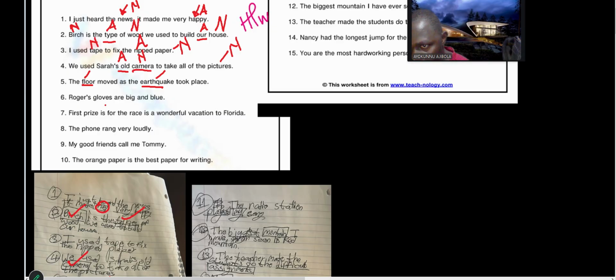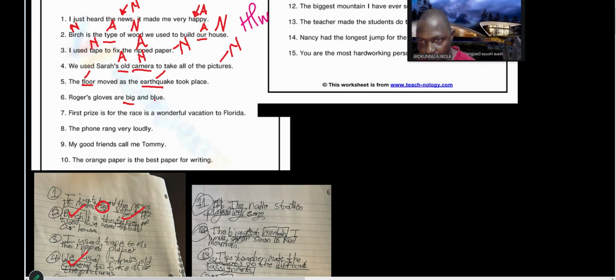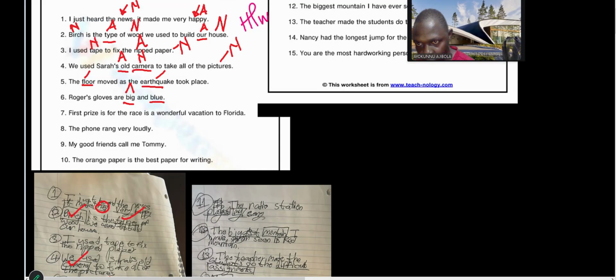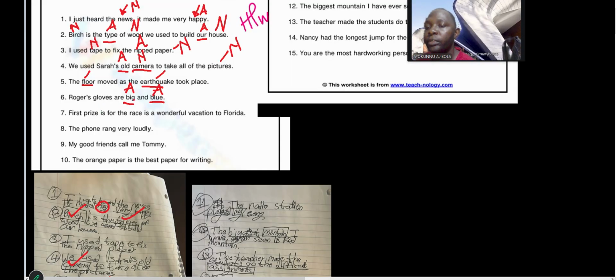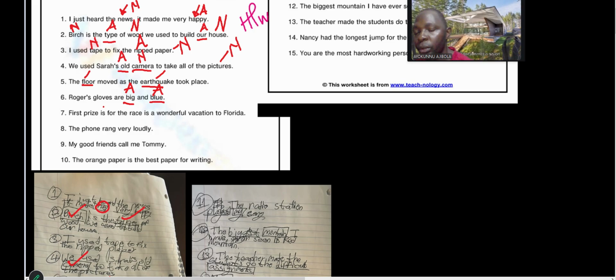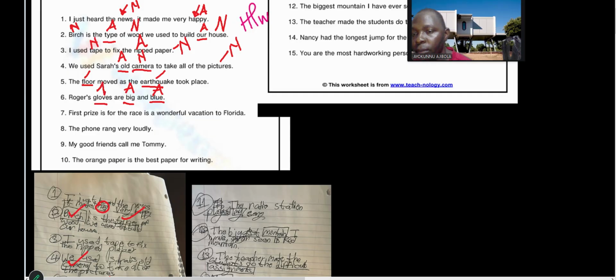Roger's gloves are big and blue. Big and blue are adjectives, okay? I didn't know we were supposed to underline all of them. I mean, you should identify them, whether you underline or box them. So glove is a noun. Gloves, big.